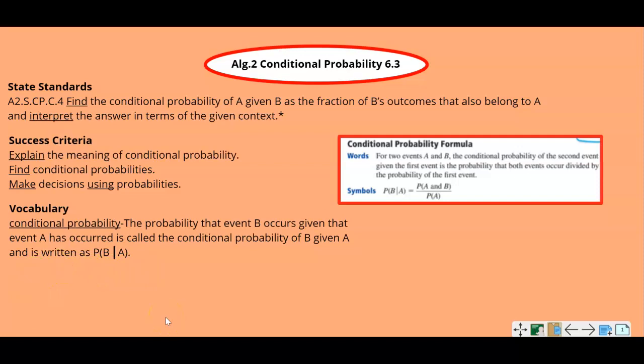All right, there is a formula, so conditional probability in words. For two events, A and B, the conditional probability of the second event given the first event is the probability that both events occurred divided by the probability of the first event. And you can see with math symbols, this is how you would write this for conditional probability. So the probability of A and B divided by the probability of A.